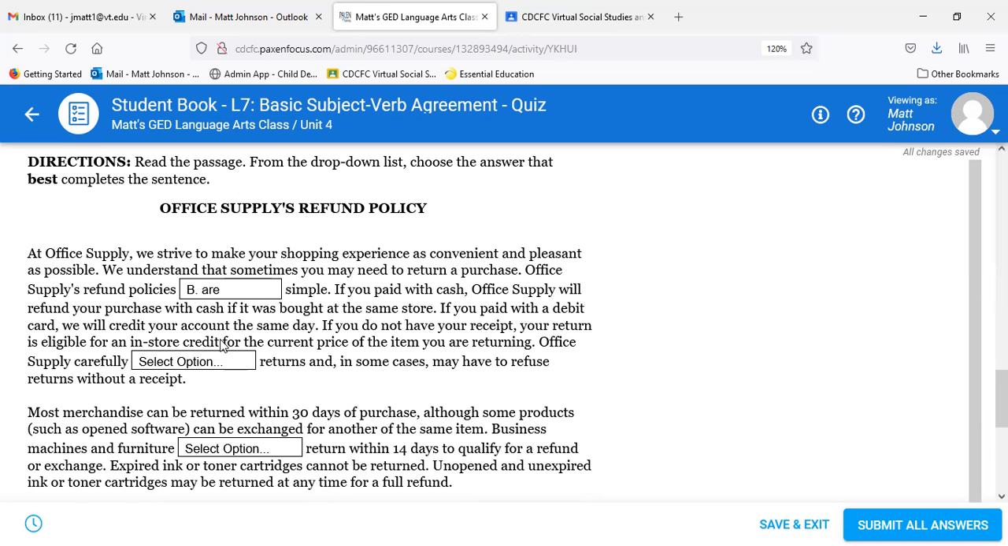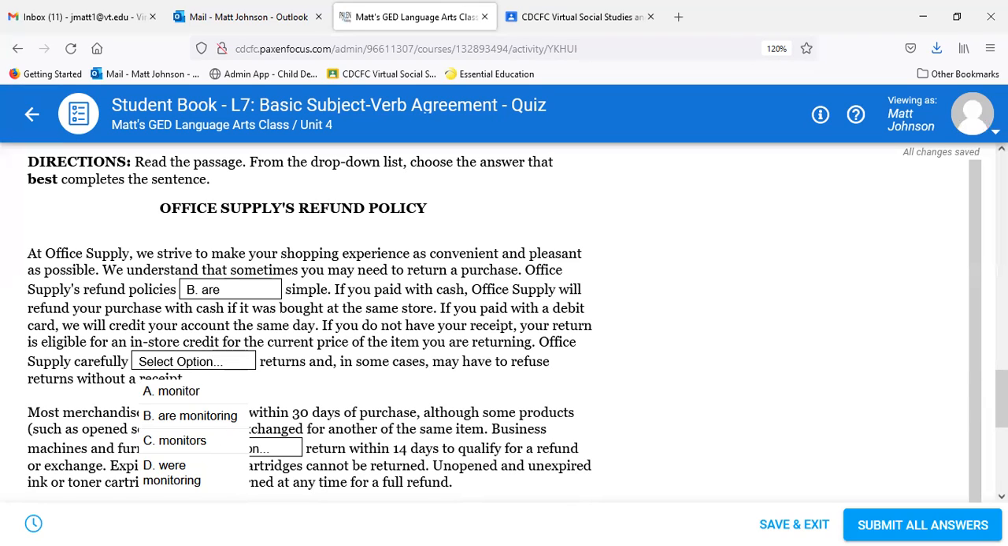If you paid with cash, Office Supply will refund your purchase with cash if it was bought at the same store. If you paid with a debit card, we will credit your account the same day. If you do not have your receipt, your return is eligible for an in-store credit for the current price of the item you are returning. Office Supply carefully blank returns and in some cases may have to refuse returns without a receipt.